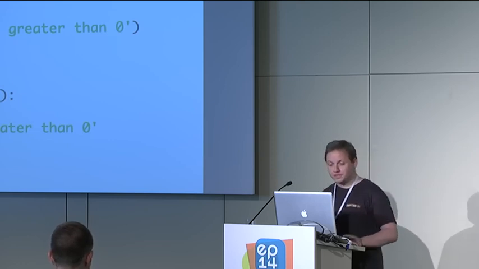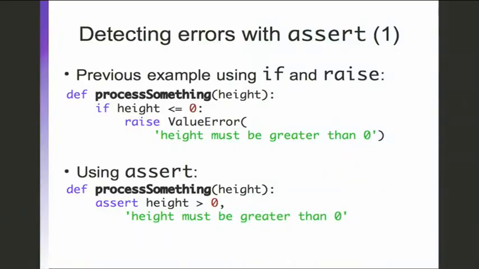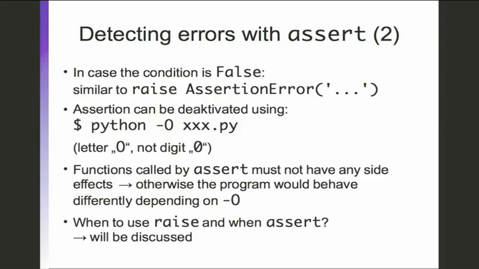Okay. What is the assert statement? Well, I could also detect an error using assert. This is again the previous example with the raise. I can do the same with assert by just specifying a condition. In this case, it's not the error condition, but the condition for the correct state. Height must be greater than zero. And provide an error message, which is optional in this case. There is a couple of differences with assert.